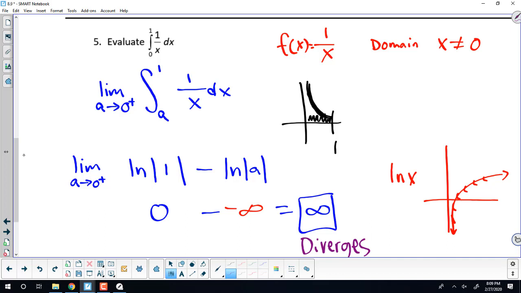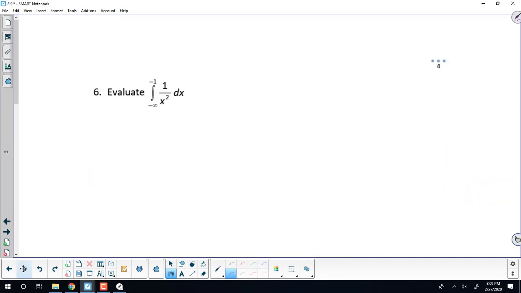Does anyone have any questions on either of those? All right. So we'll leave that for next time. You can try it if you want, but what we're going to see is that thing actually converges. It's 1 over x squared instead of 1 over x.